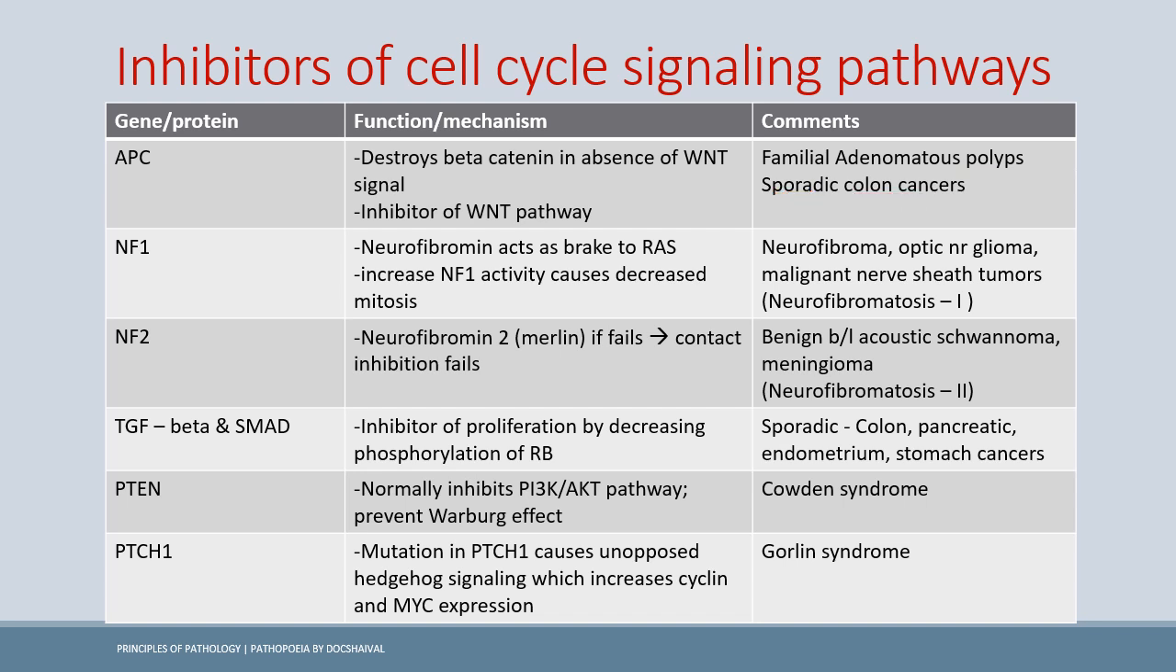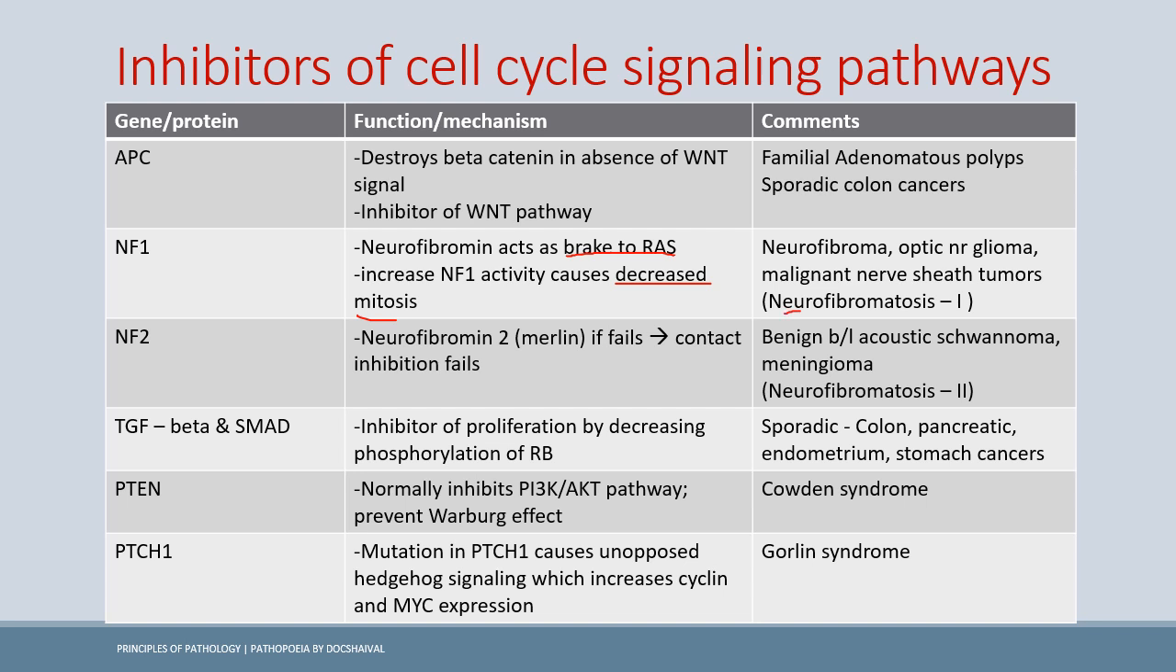The next is the NF1 gene, the one that is involved in neurofibromatosis type 1 when it is defective. Now, what does the NF1 gene normally do? It puts a brake on the RAS signaling pathway. Recall that RAS is a proto-oncogene, and obviously if neurofibromin is braking the RAS, it would decrease the proliferation, decrease the cell cycle, and decrease mitosis.